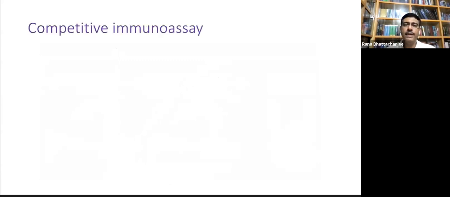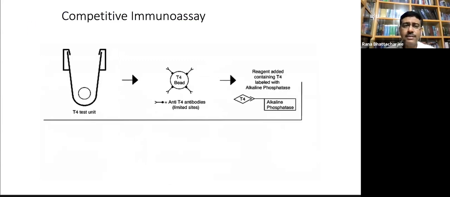Now, what is competitive immunoassay? Here, the same kind of kit is used, but I've used T4 as an example, as T4 is a small steroid-like molecule. So steroid and steroid-like molecules are mainly measured by competitive immunoassay nowadays, although it can also be used to measure the peptide hormones as well. But as the sandwich assays are more sensitive, we do not use competitive immunoassay for peptide hormones nowadays.